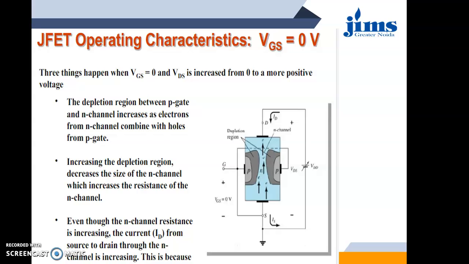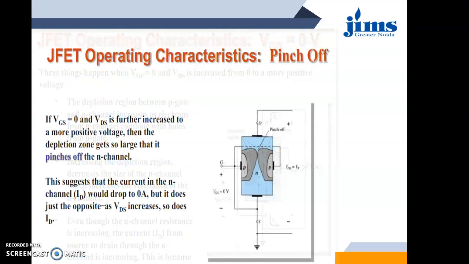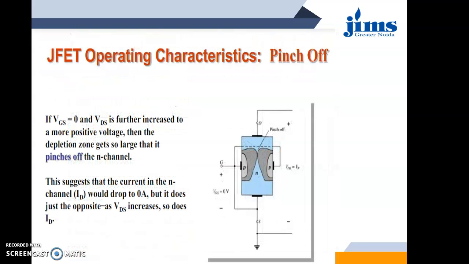If we keep on increasing the reverse bias, and if we apply the gate voltage, which is again a reverse bias, this depletion layer increases. So it is showing the same thing. If VGS equals 0 and VDS is increased further, if we keep on increasing the voltage between drain and source, then the two depletion layers will almost touch each other, and the resulting drain current would be 0. This situation is called the pinch off situation.